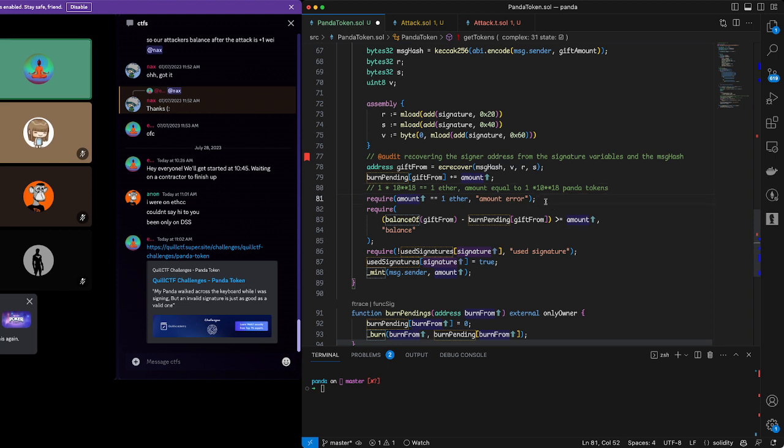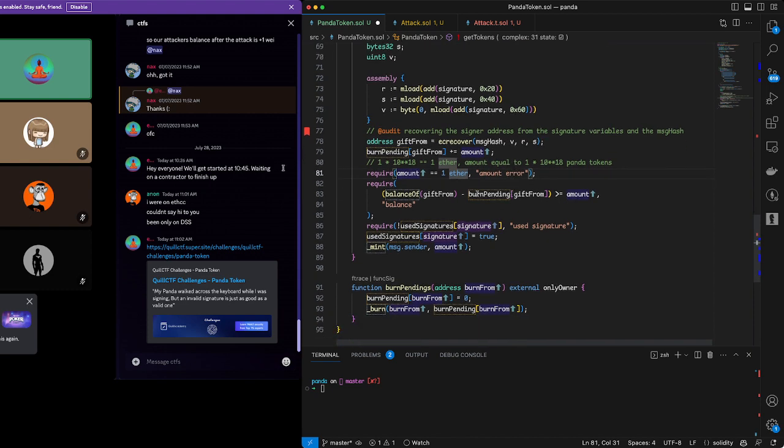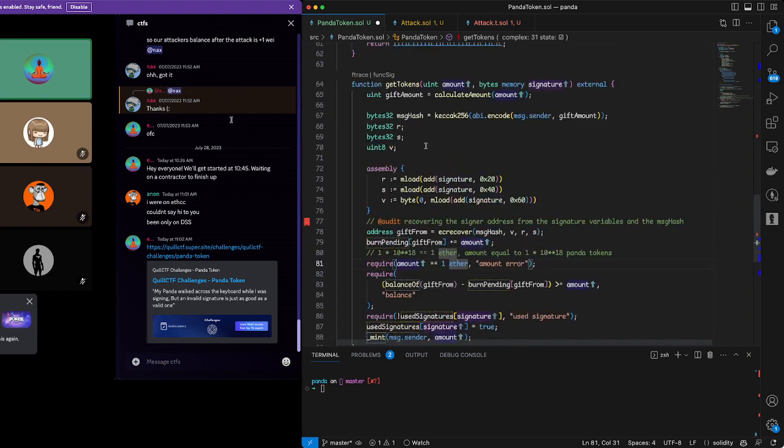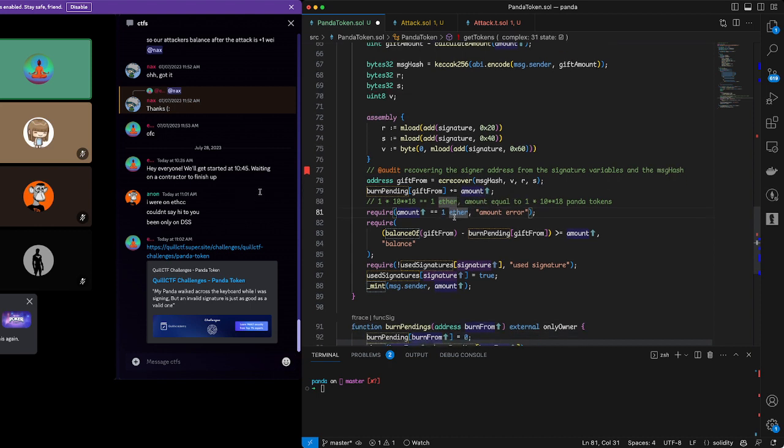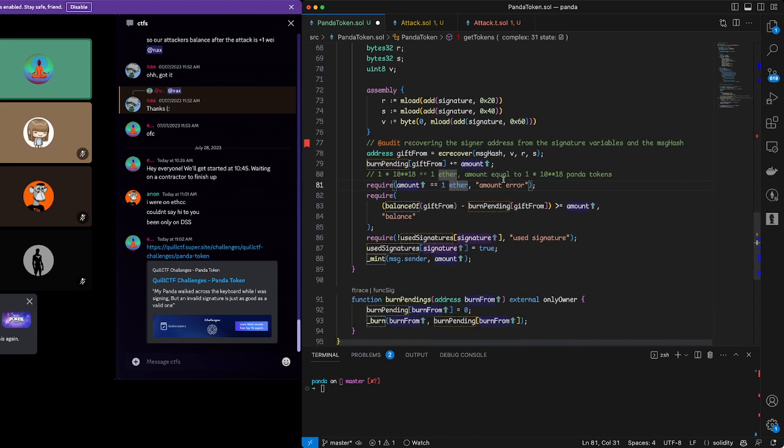And ERC20s usually are defined to have 18 decimal places. So 1 ether, you can kind of just mentally swap that out with the ERC20 as well. We're just casting the number. So we know that when we call get tokens, we need to be requesting an amount that's exactly equal to 1 ether. So we know that the challenge is telling us we need to extract 3 from the contract. So we're going to need to call this function more than once.